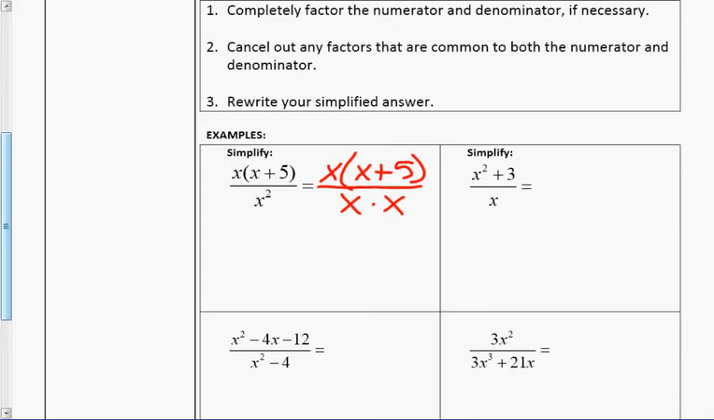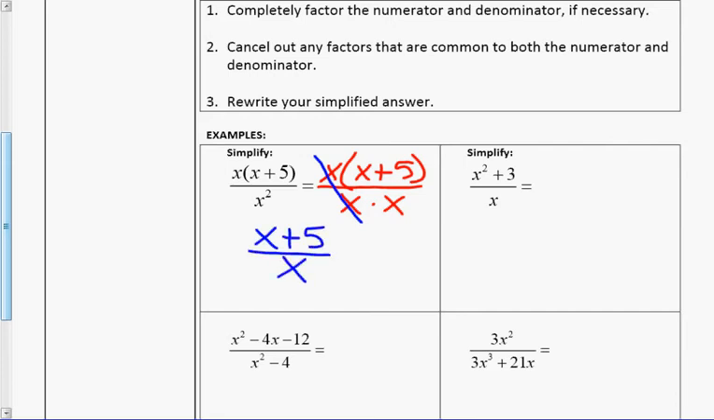The whole point of this is simplifying this expression. So to simplify it, we want something that's the same on the top and on the bottom. And in this case, when we pull apart that x squared, these two x's cancel out. So you guessed it, our final answer for this would be x plus 5 over x.